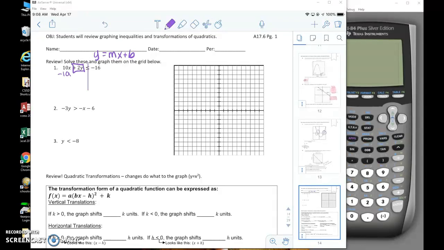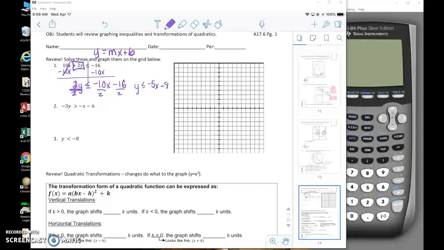First, I need to subtract 10x on both sides. This leaves me with positive 2y is less than or equal to negative 16 and negative 10x, which are not like terms, so negative 10x minus 16. Then we need to divide everything by positive 2. This gives us y is less than or equal to negative 10 divided by 2, which is negative 5x. Negative 16 divided by 2 is negative 8. So our y-intercept is negative 8.